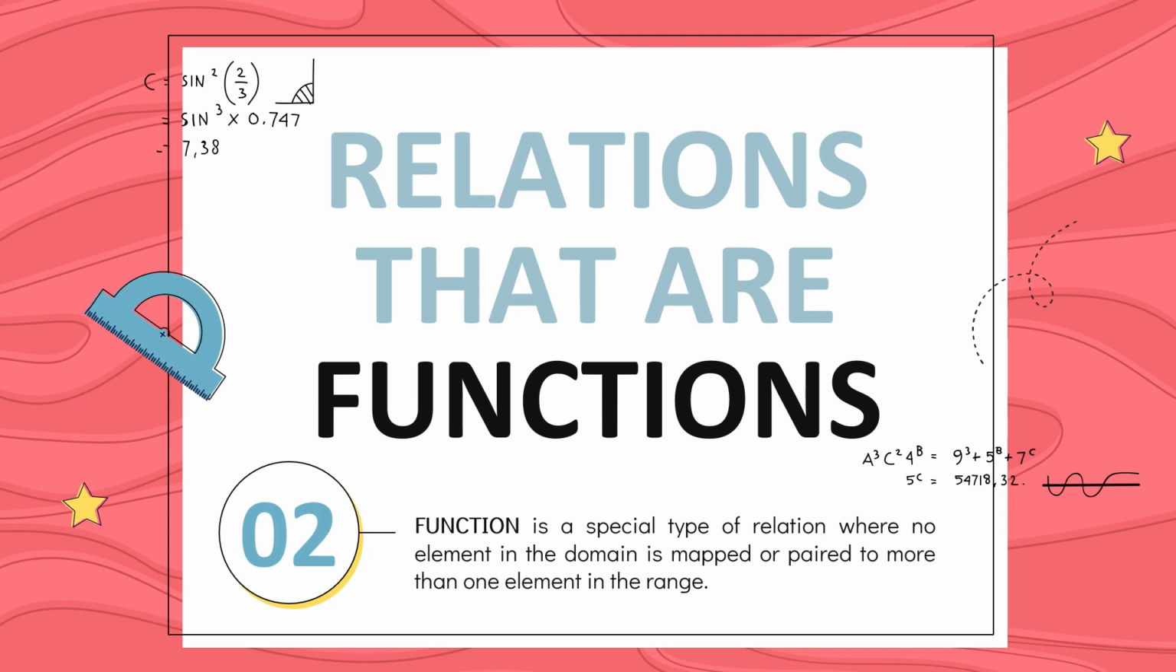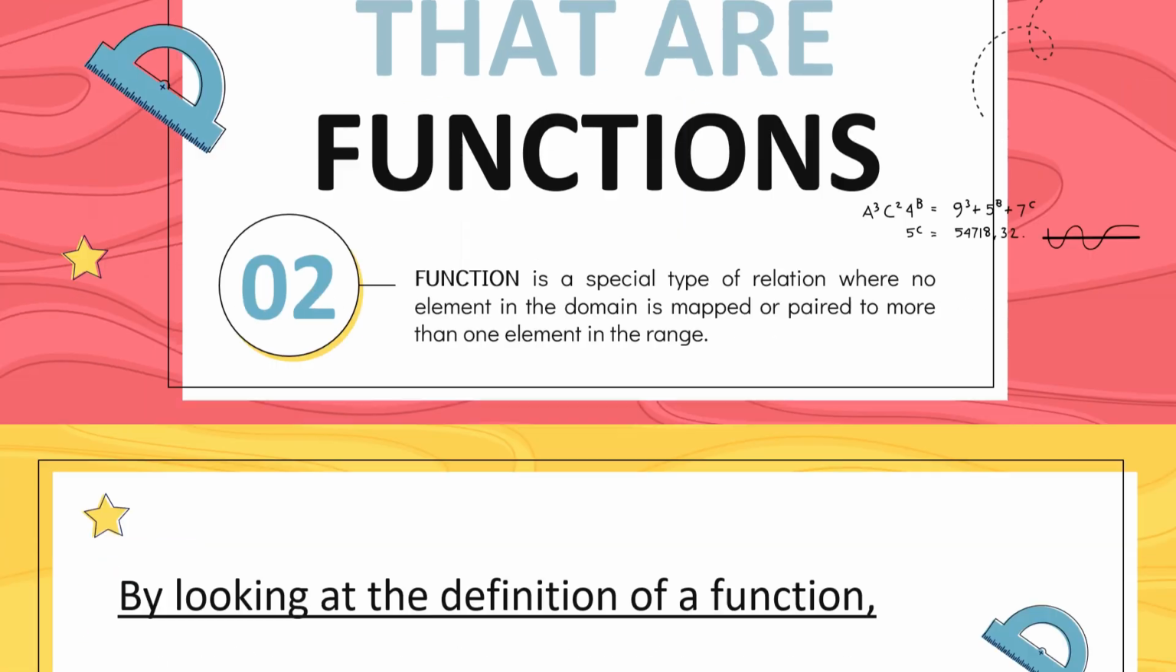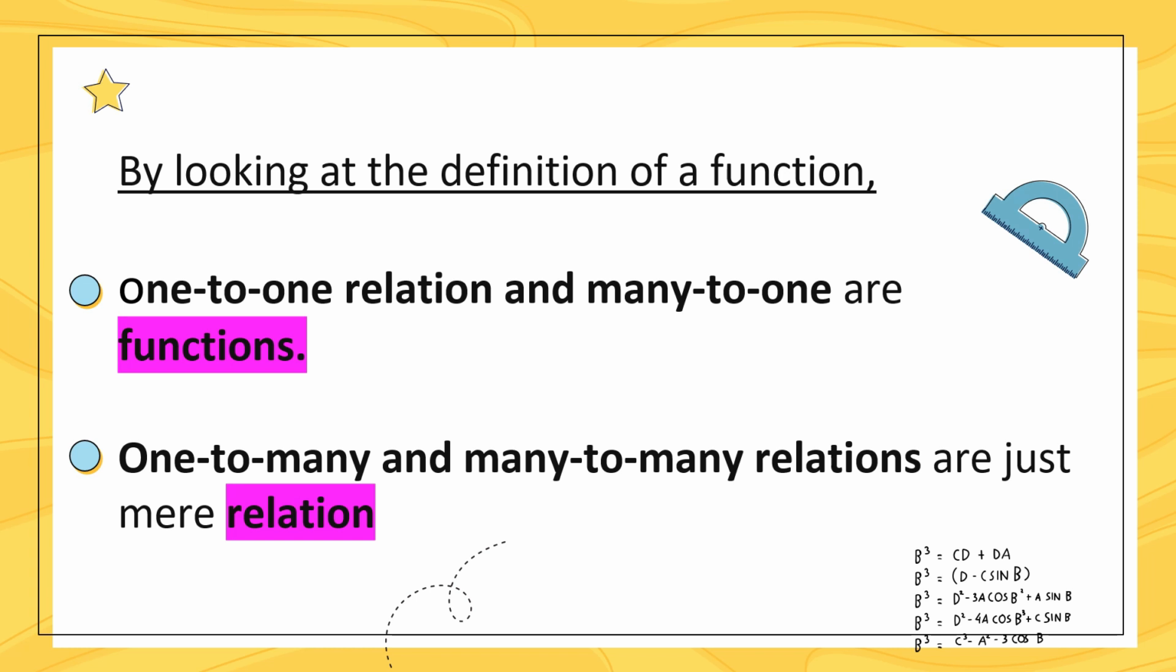Relations that are functions. A function is a special type of relation where no element in the domain is mapped or paired to more than one element in the range. By looking at the definition of a function, one-to-one and many-to-one relations are functions, and one-to-many and many-to-many relations are just mere relations.